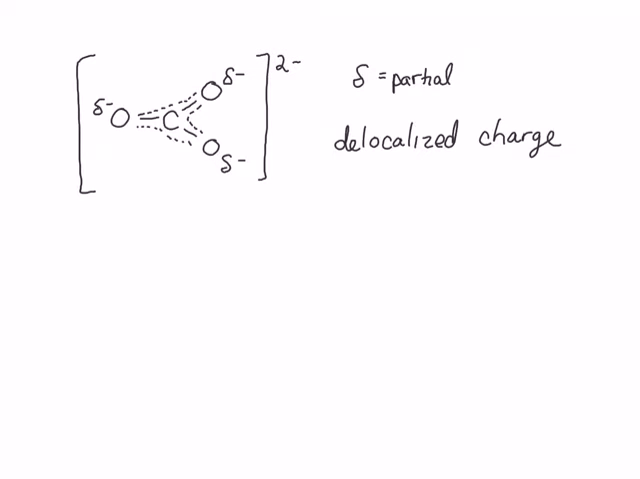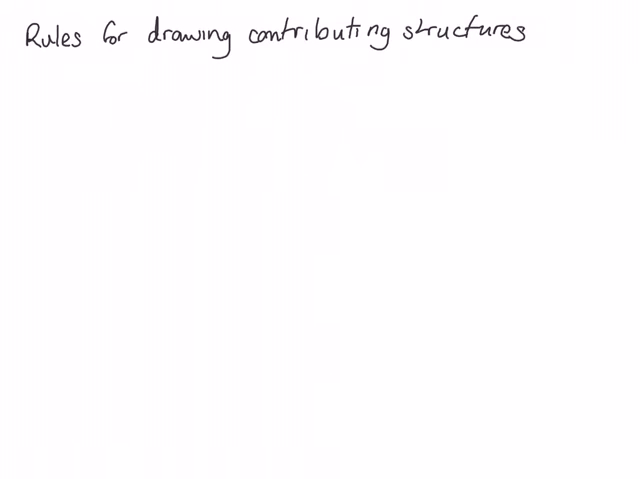When you're trying to draw resonance structures or contributing structures to a resonance hybrid, there are some rules in order to draw valid contributing structures to a resonance hybrid. So the first of those rules is that all of the contributing structures that you draw must have the same number of valence electrons. If the number of valence electrons changes, you're not drawing contributing structures, you're drawing different molecules or ions.